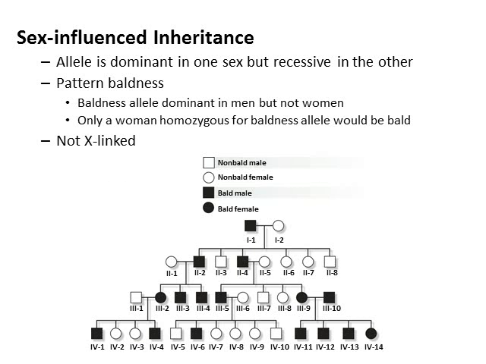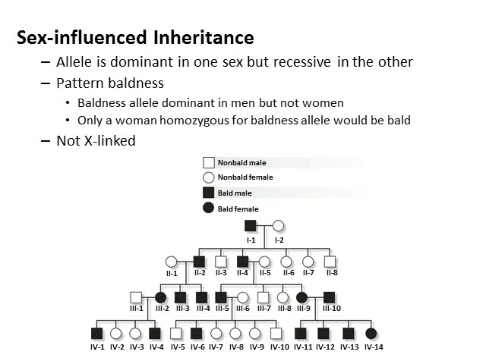Another variation is sex-influenced inheritance. This is different than our X-linked traits. These traits are not on the sex chromosomes, but whether you're male or female makes your allele dominant in one sex but recessive in the other. A good example of this is male pattern baldness.